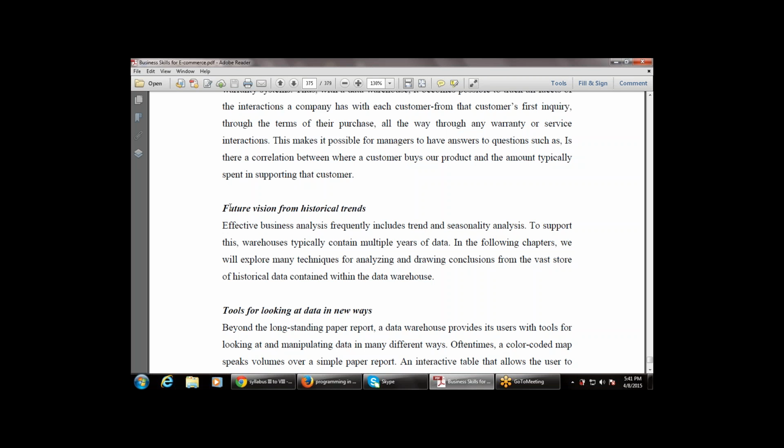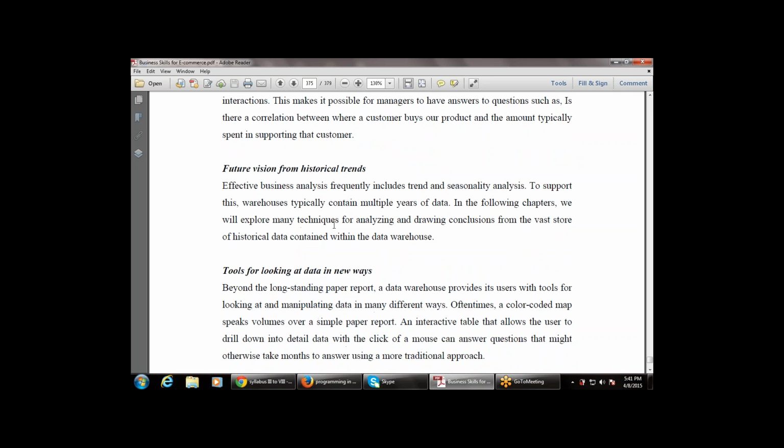Then the next advantage is future vision from historical trends. That is, there is a future analysis based on historical trends. Every piece of historical data is stored in the data warehouse, so there will be a future vision, future enhancement, and future requirements for the data warehouses. That is also possible with the help of the data warehouse.